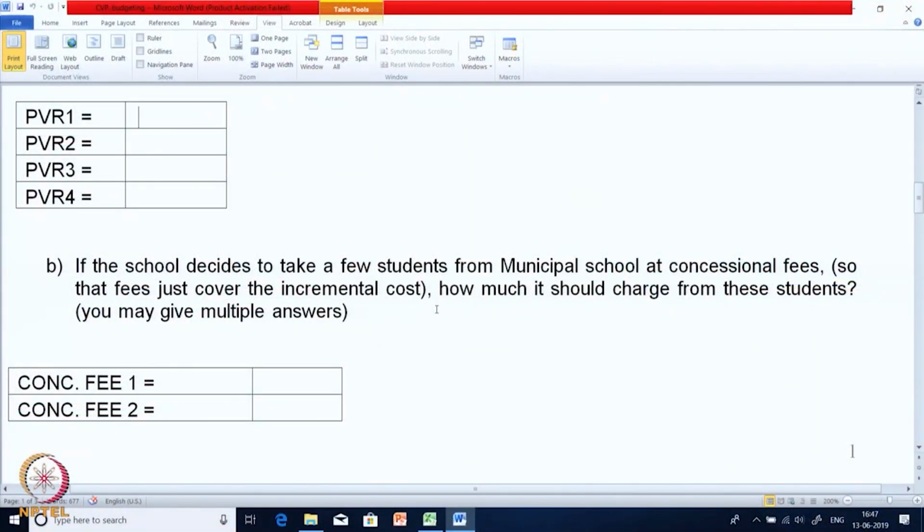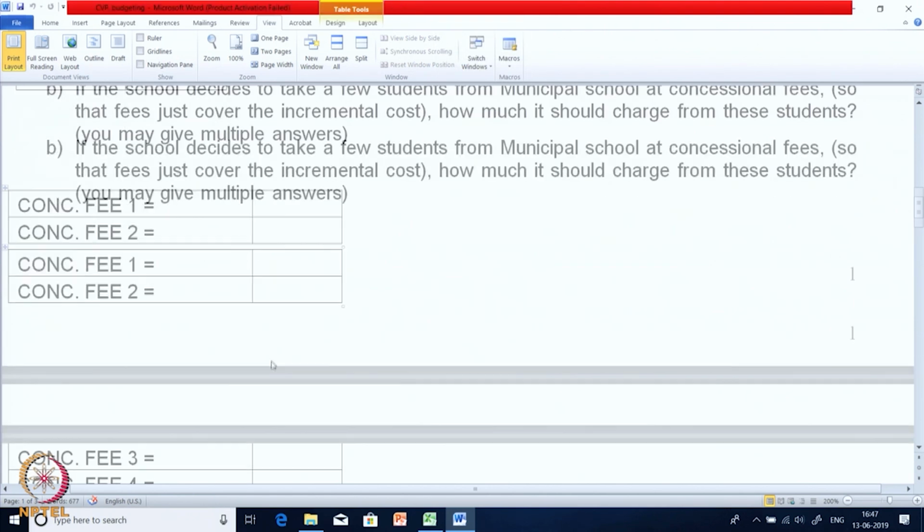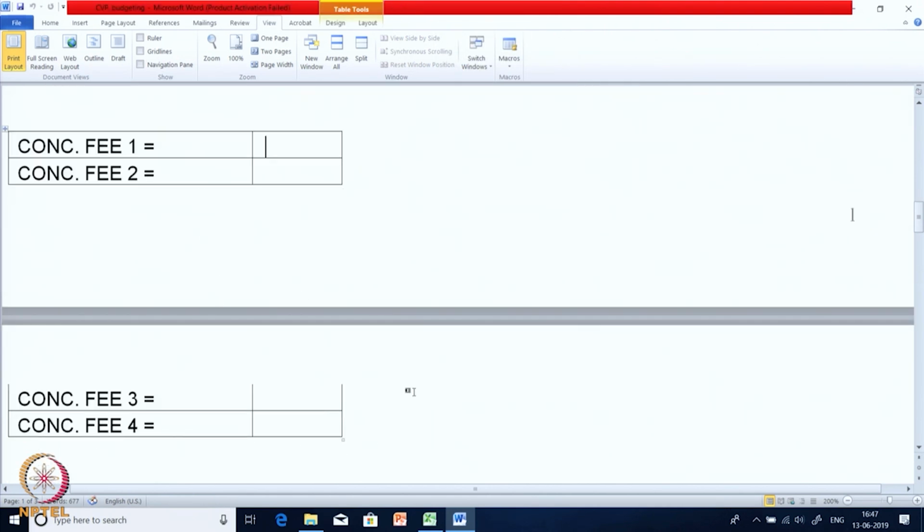Okay. Now let us go to the B part. In the B part, it has been asked that the school wants to help out some municipal school students, who would be taken with our normal students at a concessional fee, because they may not be able to afford 500 rupees. We want to charge them just enough to cover incremental costs. We do not want to make any profit from them. At the same time, we do not want to subsidize them. So whatever is their cost will be recovered. So what will be the concessional fee from these students in scenarios 1, 2, 3, 4?